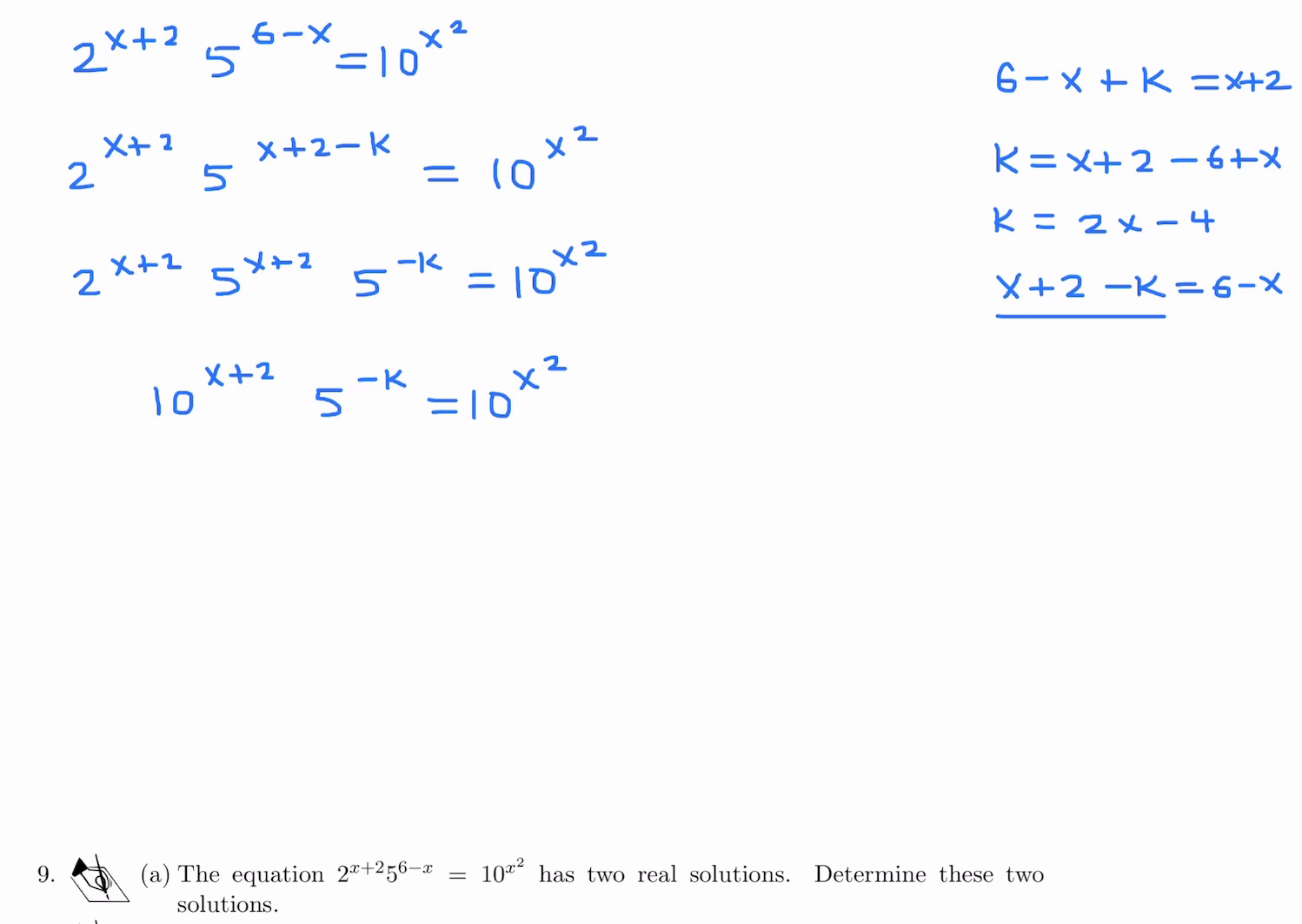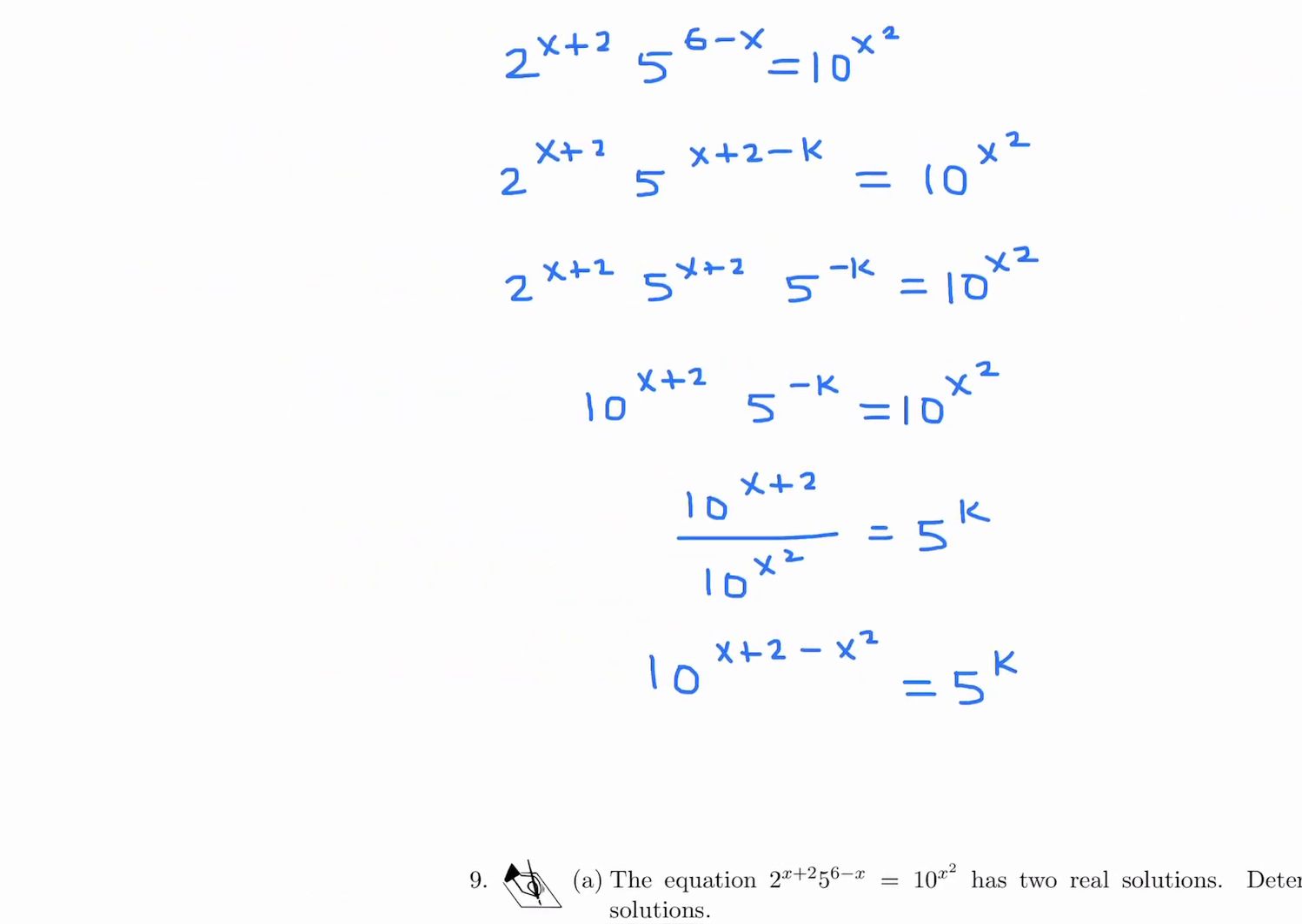Okay, well, let's put this all on one side. Put the 10s on one side, so we get 10 to the x plus 2 all over 10 to the x squared. And then this can go on the other side as 5 to the k, like that. Okay, at this point is where we can start combining and things will start happening for us. 10 to the x plus 2 minus x squared is equal to 5 to the power of k. Correct? Now we can introduce logs.